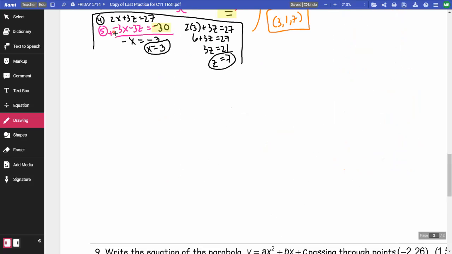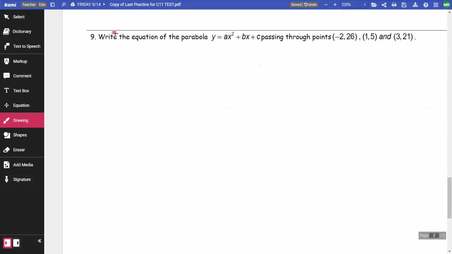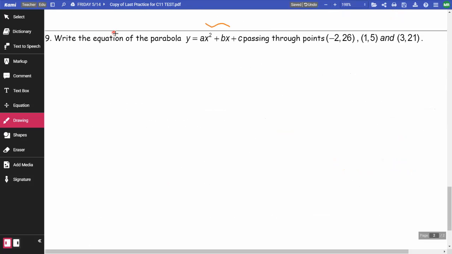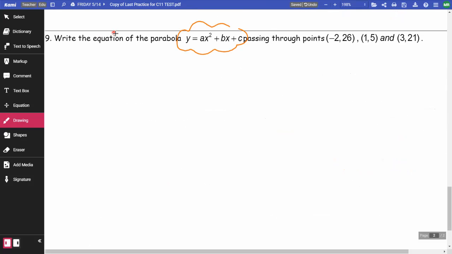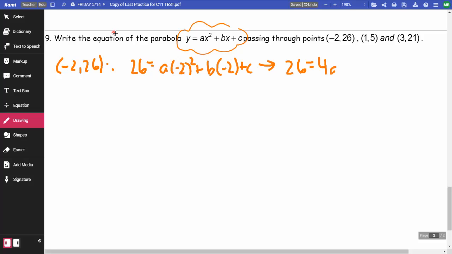So on number 9, okay, we want to write the equation of a parabola using this format. So I am going to be putting in -2 comma 26. And when I do, I'm going to get 26 is equal to a times -2 squared plus b times -2 plus c, which is going to end up giving me 26 is equal to 4a minus 2b plus c.